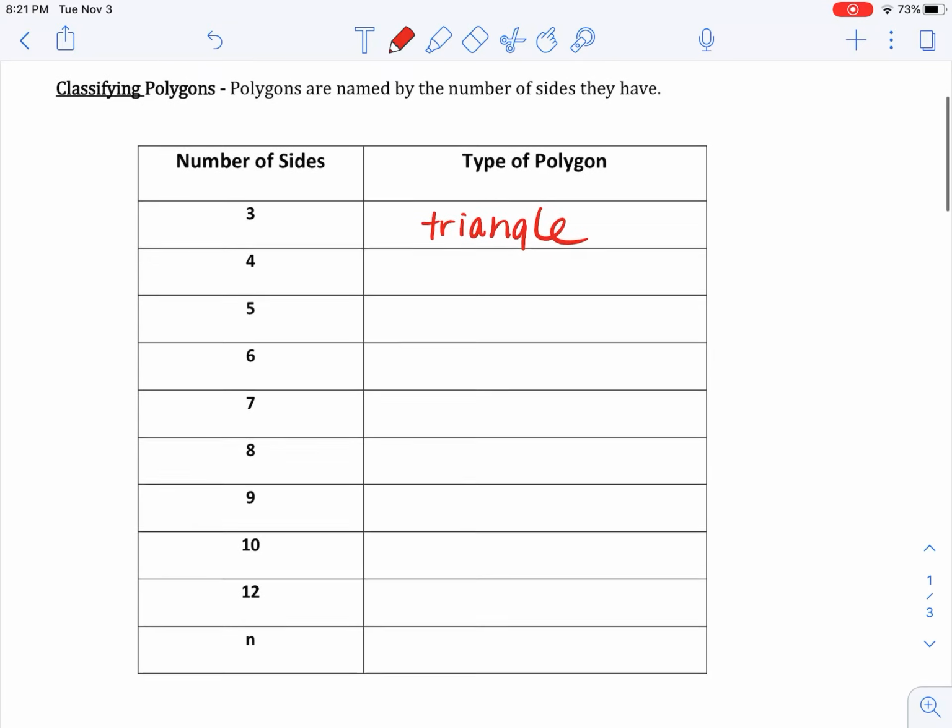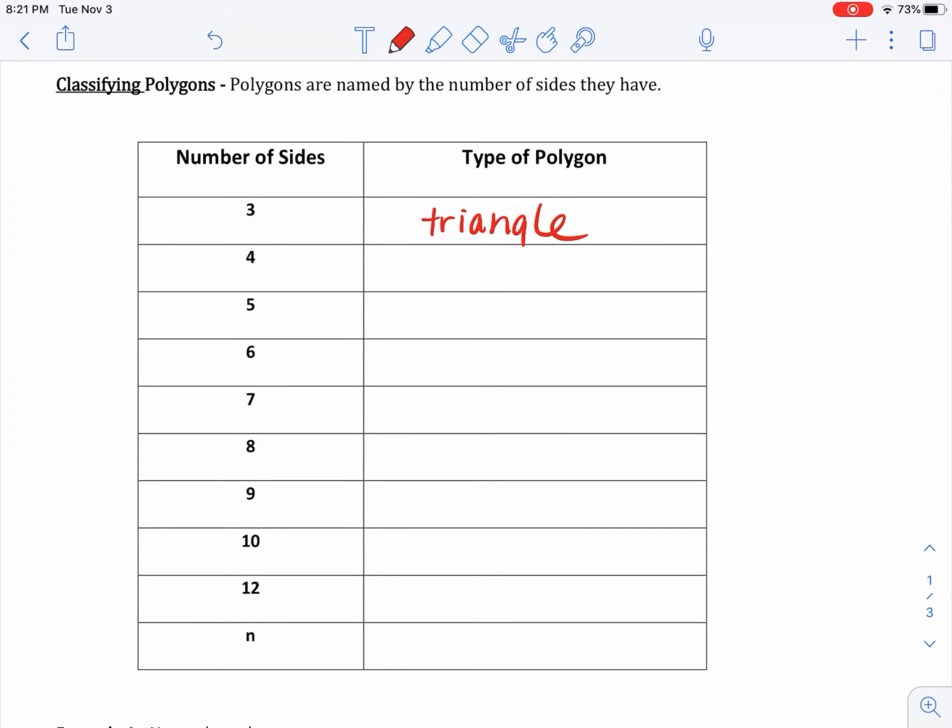The rest of these in this table are things that I'll ask you to memorize. If it's four-sided, what kind of polygon is it? It's called a quadrilateral. You might think, oh, it's a square or a rectangle. Those are special cases of quadrilaterals, but a regular old four-sided polygon is considered a quadrilateral. We don't know what type of quadrilateral it is until we see its picture.